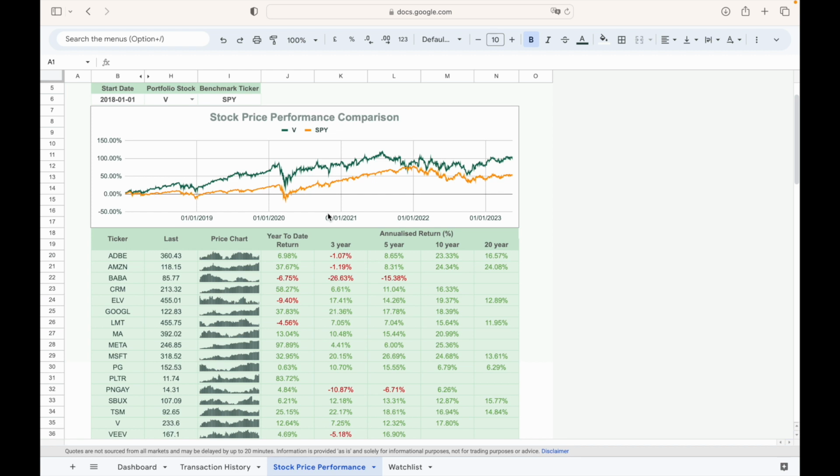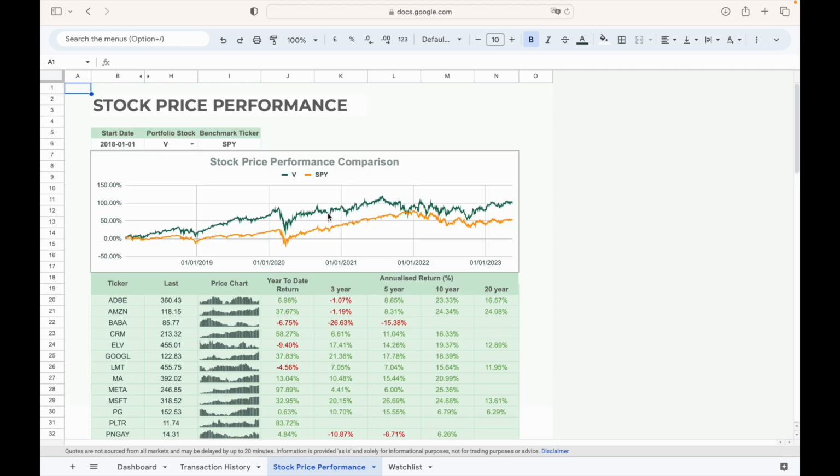Another valuable feature of this stock tracker is the stock price performance comparison, allowing you to compare the performance of stock in your portfolio against various indices or tickers over a specific time period. As you can see, if I compare Visa and S&P 500 index, the Visa outperformed S&P 500 over the longer time period of 5 years.